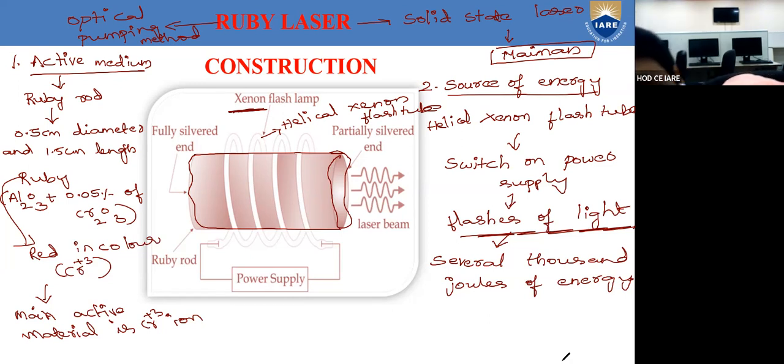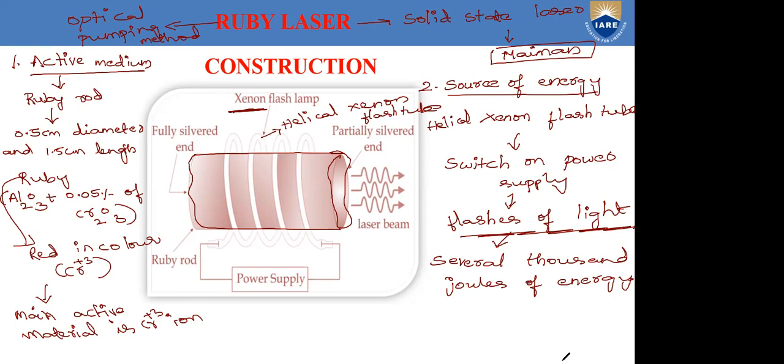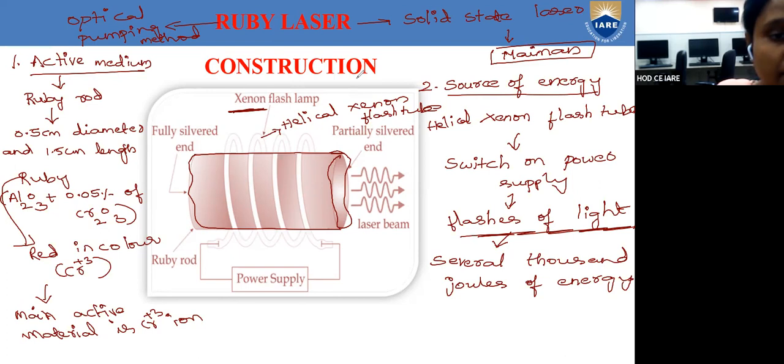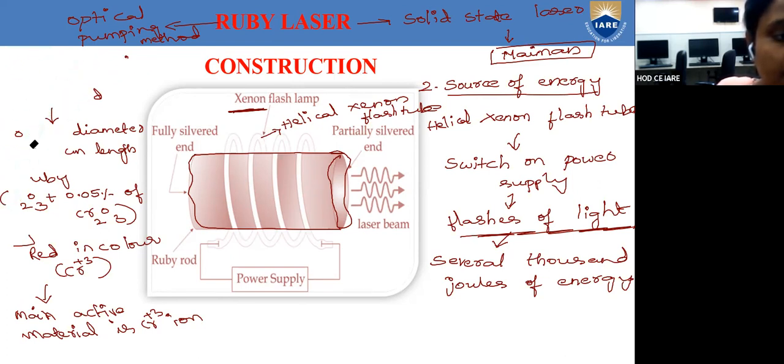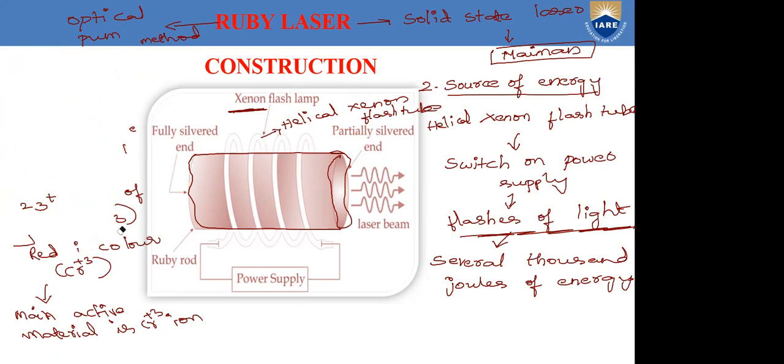Third one is the optical resonator. What is an optical resonator? I think we discussed it in the last class. Two mirrors on either side of the active medium.